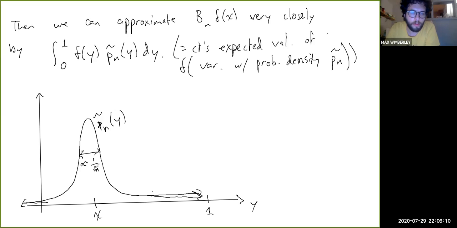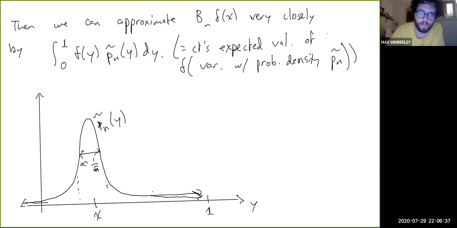So, sorry, the height of the peak is proportional to roughly the square root of n. So the height of the peak goes up as square root of n, and the width goes down as 1 over square root of n. So basically what happens is that the total probability, the area concentrated in this curve close to x, gets very, very close to 1.